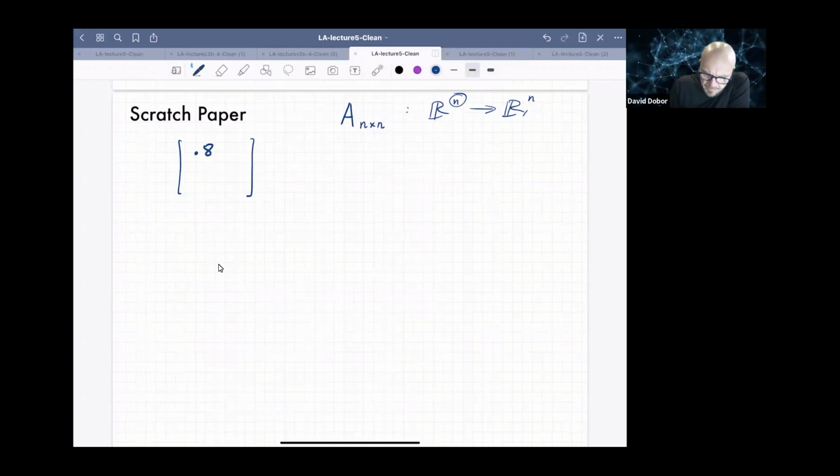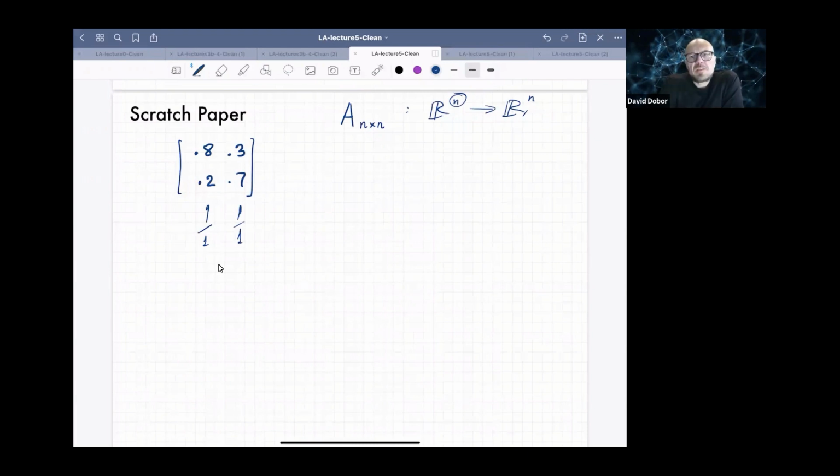So 0.8, 0.2, that's one matrix whose first column adds up to 1. This is called a column stochastic matrix. It has applications in probability, stochastic processes, various stochastic chains, and so on and so forth. So this column stochastic matrix, both of these columns add up to 1. If you sum up the columns, they add up to 1.